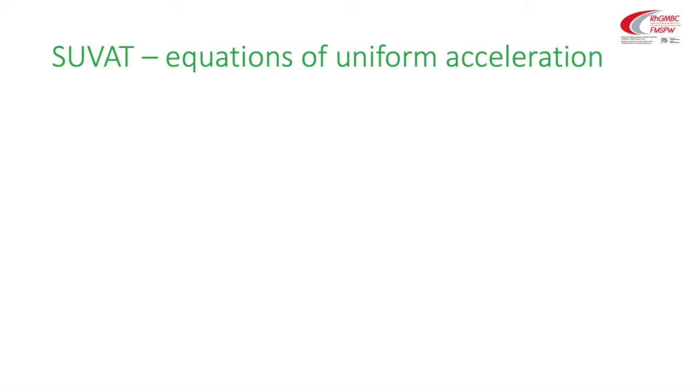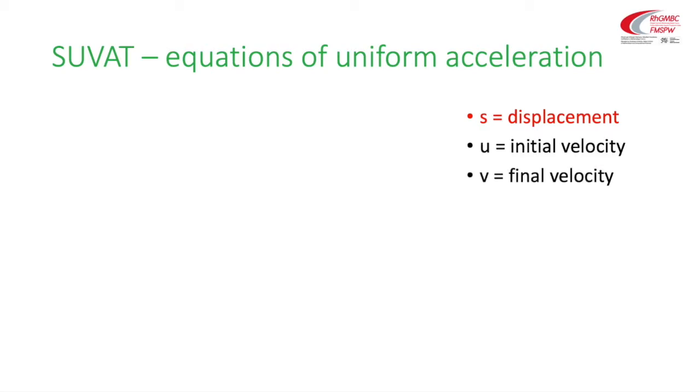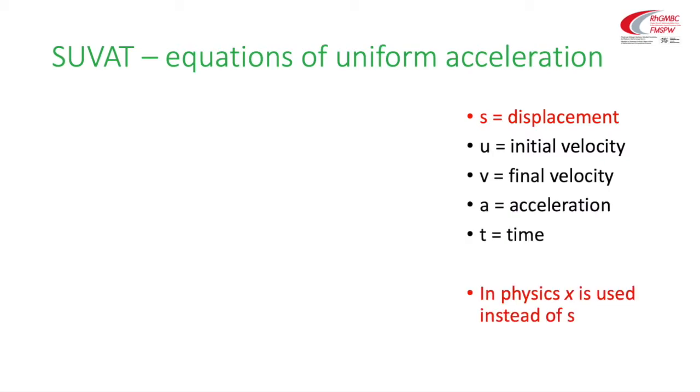These are the equations of uniform acceleration, and they are based on S, which is displacement, U, the initial velocity, V, the final velocity, A, acceleration, and T, time. And the reason S is in red is to note that in physics x is used instead of S, so in physics they're the suvat equations.